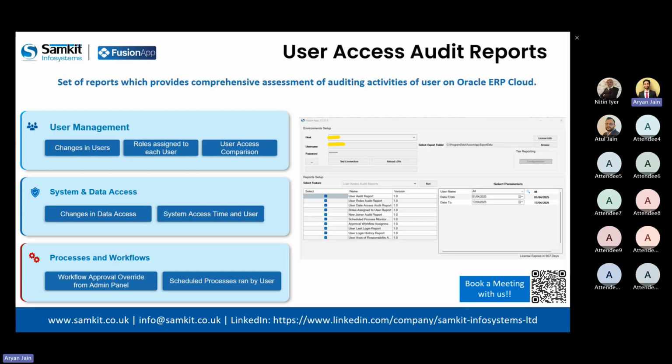One of the biggest concerns for leadership today is ensuring that access to critical systems is both secured and auditable. The User Access Audit Report module gives your team complete visibility into who accessed what, when, and with what level of privileges. It tracks events like user creation or deletion, changes in role assignments, admin overrides, and scheduled processes. This helps organizations proactively detect unauthorized or unusual activities, strengthen internal governance, and enforce accountability, all with clarity and speed.